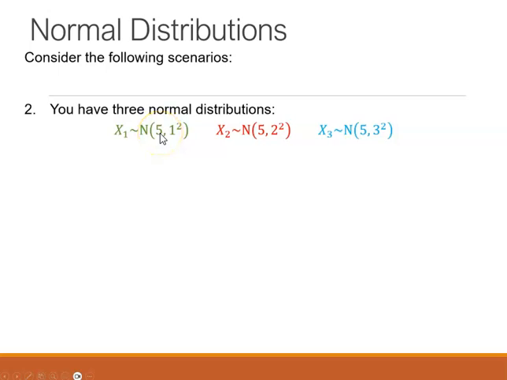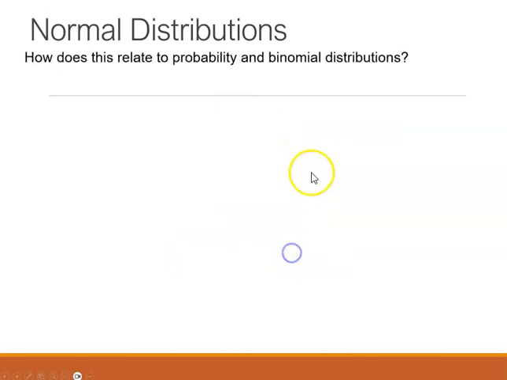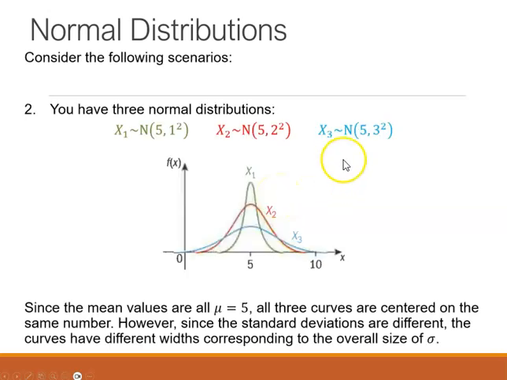Now let's look at a situation where the mean is the same and the standard deviation is the difference. Here, each of these 3 normal distributions has a mean of 5, and the standard deviations are 1, 2, and 3. If I look at the standard deviation of 1, I have a tall and skinny curve. Standard deviation of 2, it's a little bit shorter and wider. And a standard deviation of 3 is the shortest and widest of the 3.